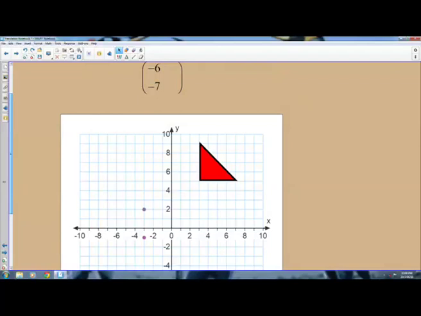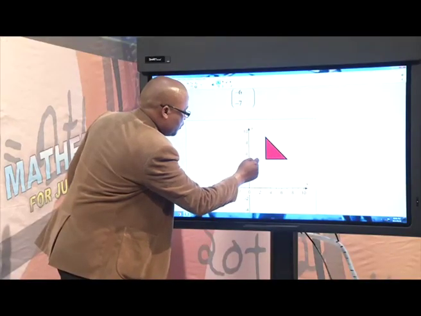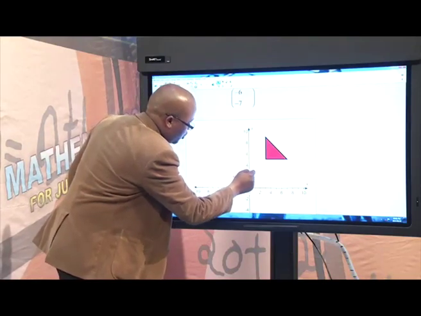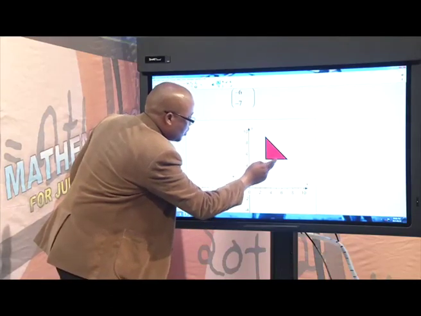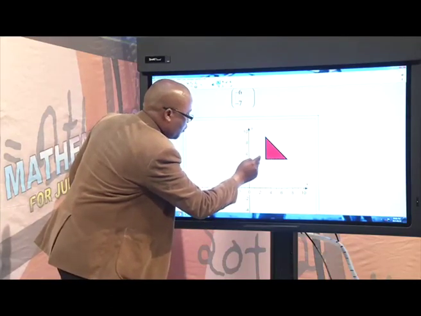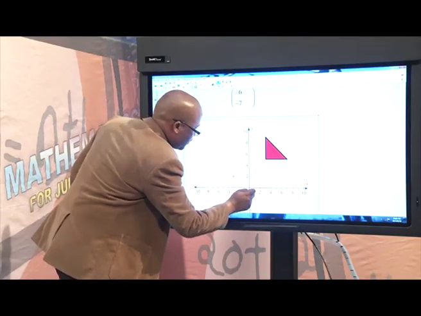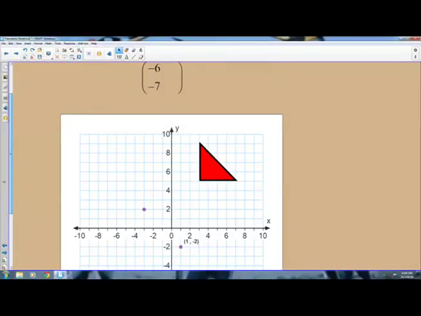Then what about this one? 1, 2, 3, 4, 5, 6. Then it has to move 7 steps down. 1, 2, 3, 4, 5, 6, 7. It will be here. Then this point of ours is supposed to be here. And then you can now take a ruler and join these points.